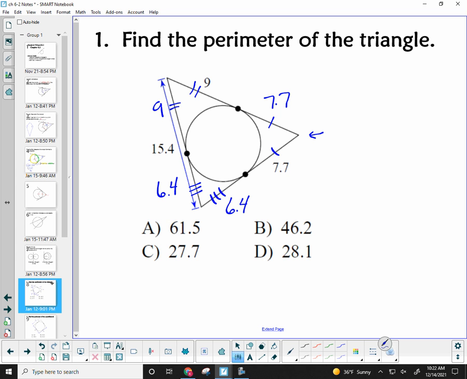All right, so add them up. I believe you should get 46.2. 46.9. Okay, good job. Is that all right? All right, you try the next 4.